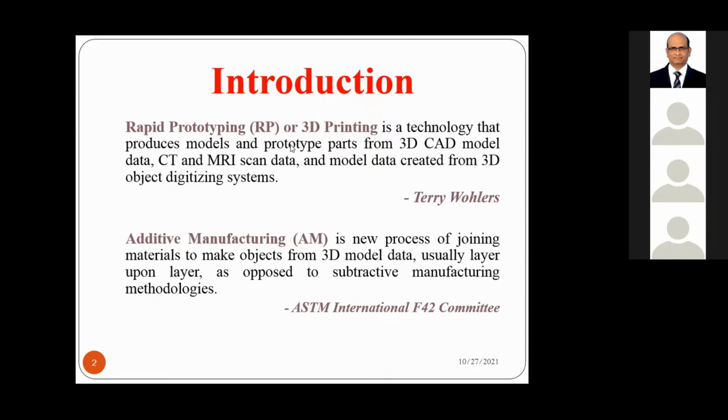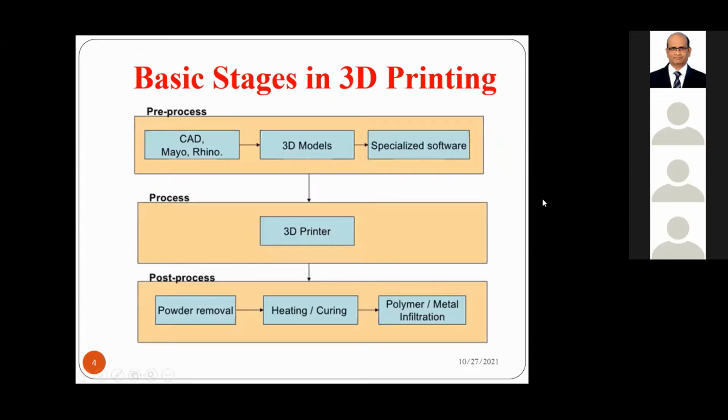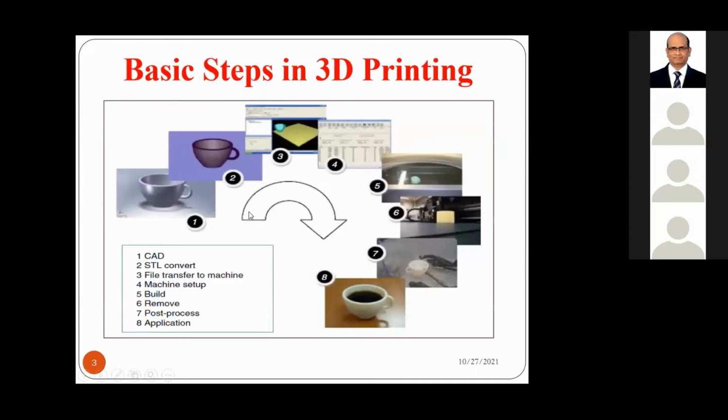The 3D printing machine always takes only an STL file. For those of you studying the Ian Gibson book, the additive manufacturing textbook, this is a flow chart showing how we develop components using the additive manufacturing process. This is the sequence of steps.